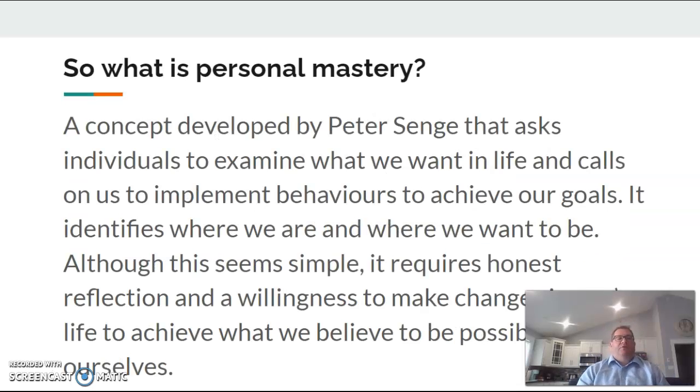So personal mastery was and is a concept that was developed by Peter Senge. He was an American systems scientist and a professor at MIT. He authored a book called The Fifth Discipline: The Art and Practice of the Learning Organization. His whole focus is on asking individuals to examine what they want in life, and also calls on us to implement behaviors to achieve those particular goals. It essentially identifies where we are and where we want to be.